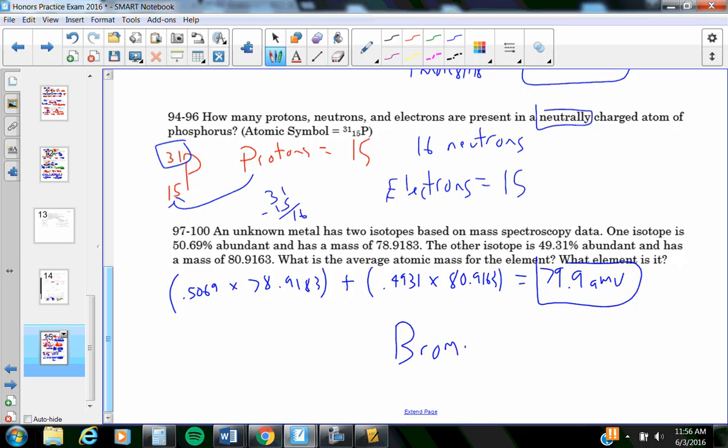If you look around at all the elements, the only one that has an atomic mass of 79.9 is bromine.